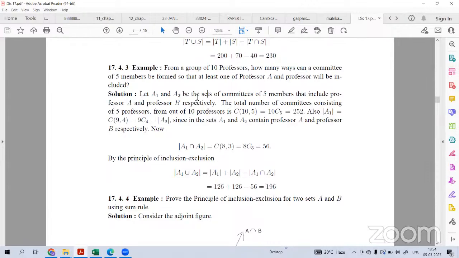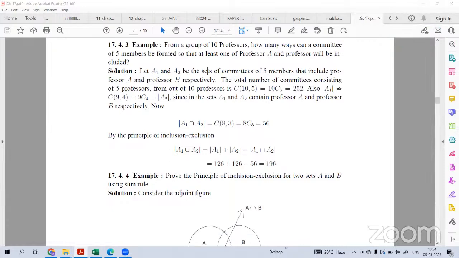The total number of committees constituted by 5 professors out of the 10 professors is 10C5. 10C5 is 10 factorial divided by 5 factorial times (10 minus 5) factorial. Factorial n means 1 into 2 into so on up to n terms. So directly, 10C5 equals 252.